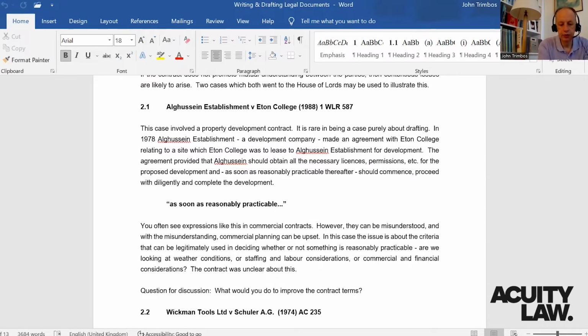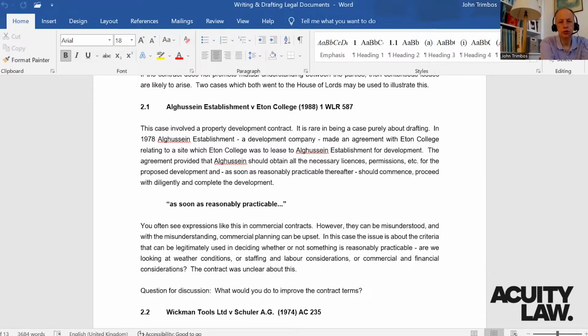We were being asked to invest thousands and thousands of pounds in development costs, construction costs, and so on, in return for little, if anything, at all. So it was a commercial disaster. So it wasn't reasonably practicable for us to proceed. And Eaton said, no, that's not what that means. And it was their lawyers who had drafted this.